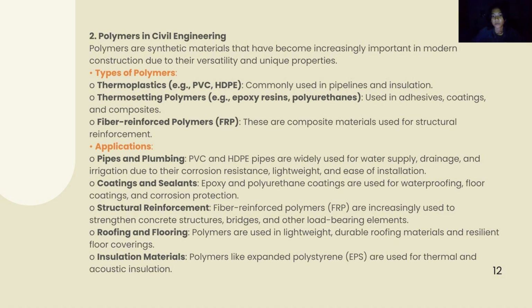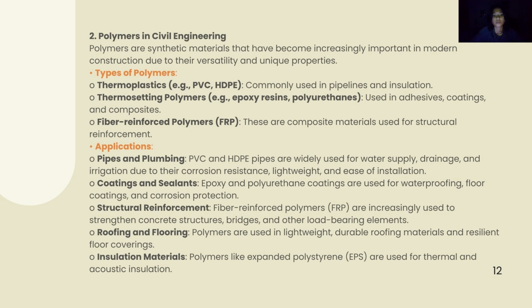PVC and HDPE pipes are widely used for water supply, drainage, and irrigation due to their corrosion resistance, lightweight, and ease of installation. The two is coatings and sealants. Epoxy and polyurethane coatings are used for waterproofing, floor coatings, and corrosion protection. Number three is structural reinforcement. Fiber reinforced polymers or FRP are increasingly used to strengthen concrete structures, bridges, and other load-bearing elements.